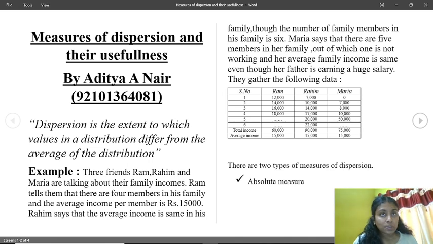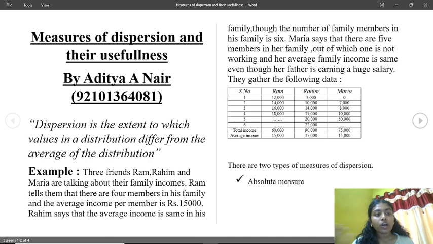So this particular example says three friends Ram, Rahim and Maria are talking about their family incomes. Ram tells that there are four members in his family and the average income per member is 15,000. Rahim says that the average income is the same, though the number of family members in his family is just 6. Maria says there are 5 members in her family, out of which one is not working, and her average family income is the same even though her father is earning a huge salary. So they're just confused, so they gather the following data.